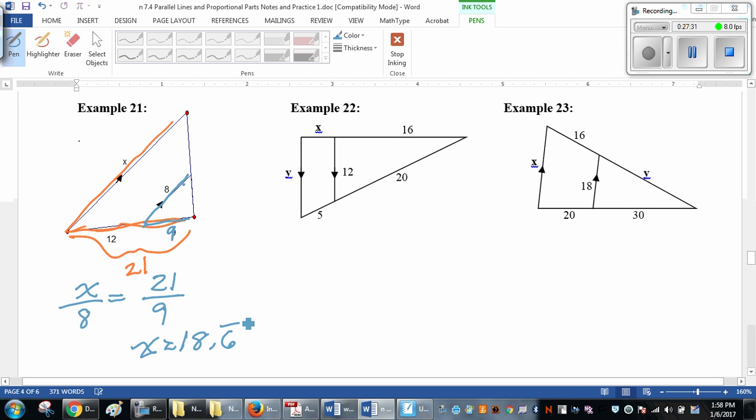18.6 repeating. Okay, don't round it. Don't drop that repeating sign. All right, 22. We got a little bit more going on here. We got an x and we got a y. So what we got to figure out is what's easier to solve first.